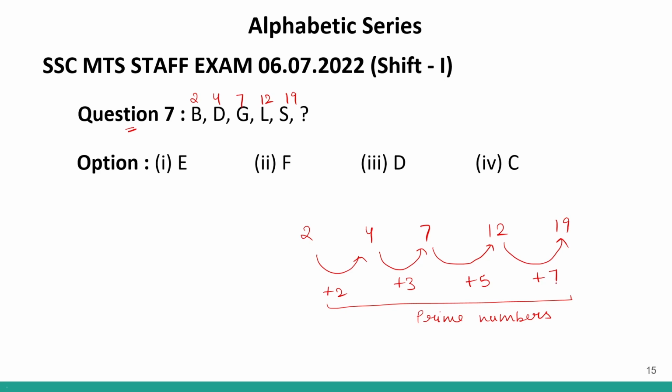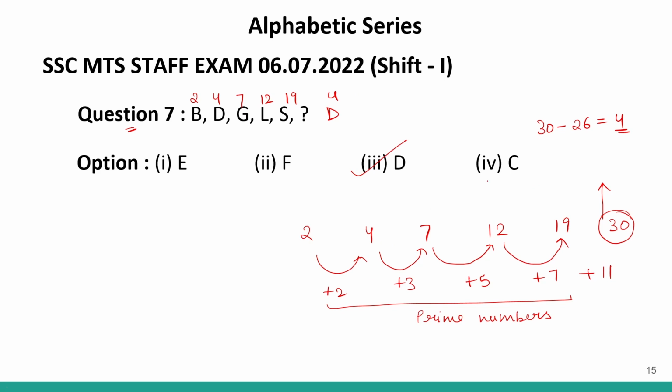The next prime number after 7 is 11. So if I add 11, what will I get? I will get 30. Do we have a 30th forward rank? No. Correct? We have forward ranks only up to 26. So if I reduce 26 from 30, I will get 4. So I will go to the 4th position, which is D. So my answer will be option number 3, D.